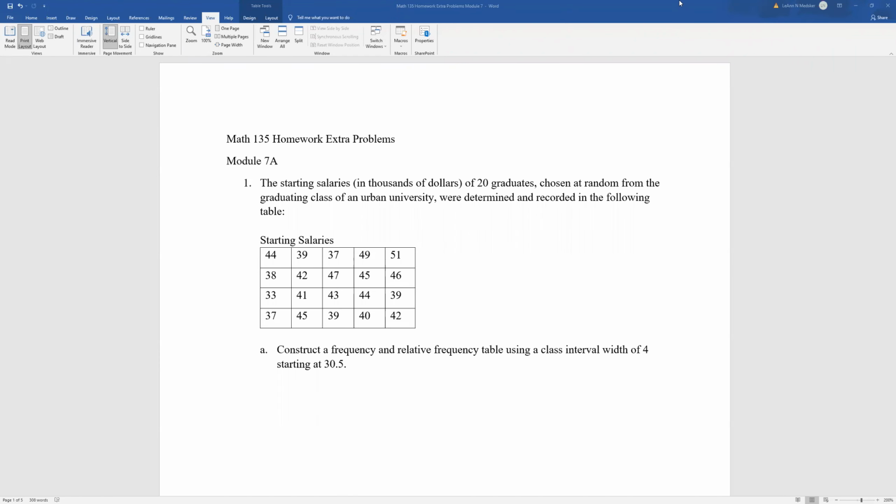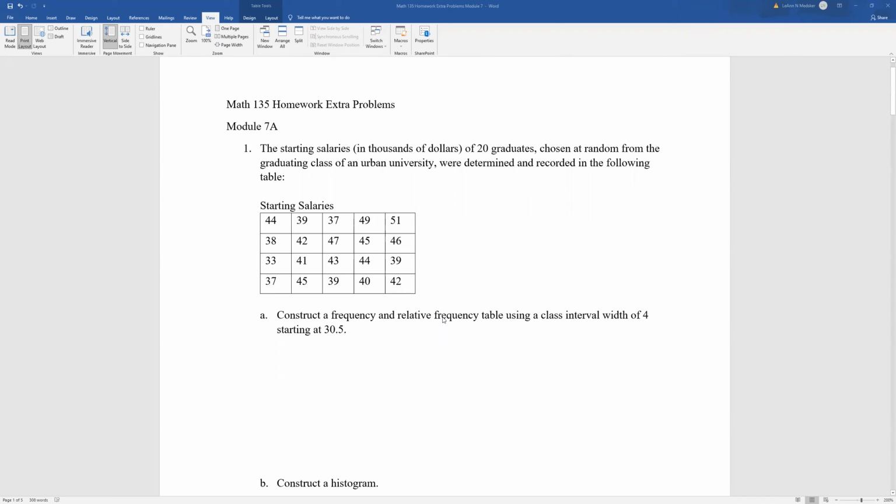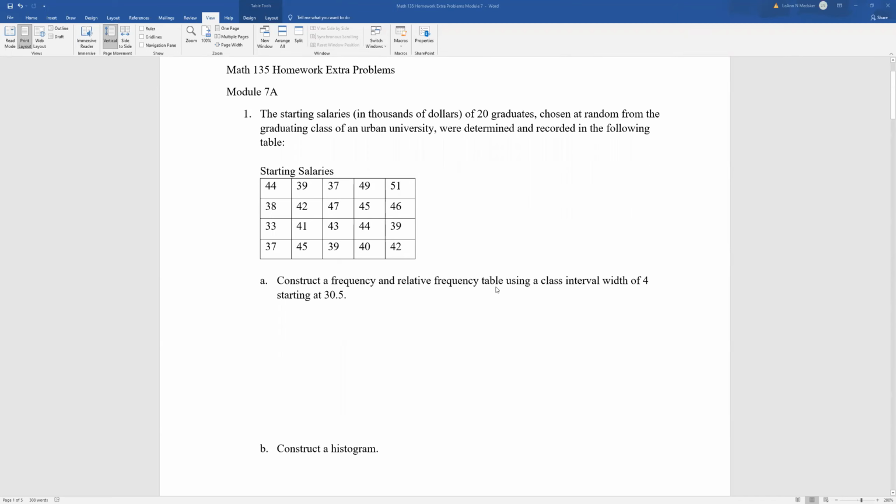Right, this is a video with some extra problems from Module 7, starting out with number 1. It says the starting salaries in thousands of dollars of 20 graduates chosen at random from the graduating class of an urban university were determined and recorded in the following table. Remember, these are in thousands of dollars, so 44,000, 39,000, etc. Construct a frequency and relative frequency table using a class interval width of 4 and starting at 30.5.